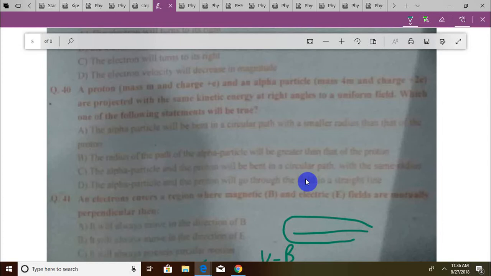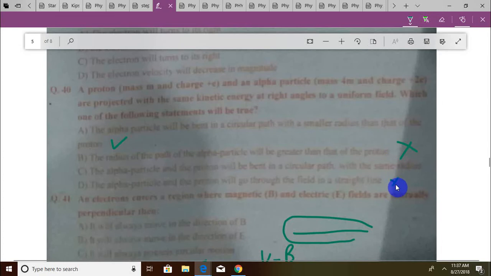while they have the same, no, not necessarily, they have the same kinetic energy. The one with the greater mass will have more momentum and so will have more force acting on it. So it's possible that it will have the smaller radius because it would be deflected to a greater extent. The option that the alpha particle will be bent in a circular path with the same radius is unlikely. Will go through the field in a straight line? They said that the entry is at right angles. There should definitely be deflection observed.